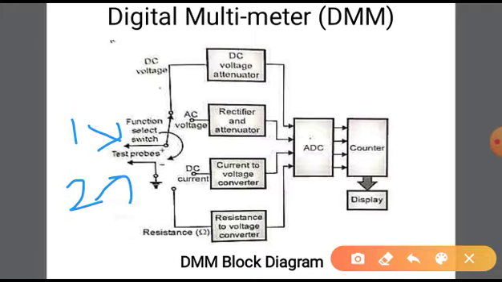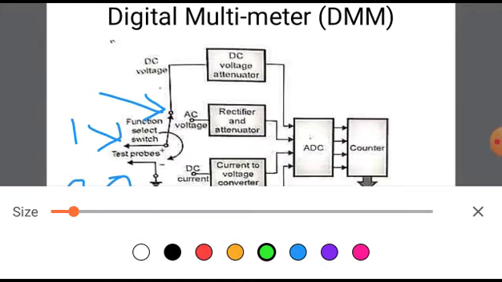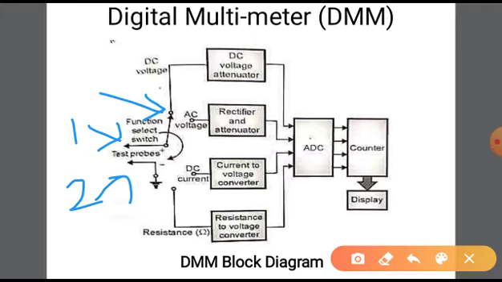In between the actual block diagram and the probes, one range selector switch is available. It is a functional selector switch, which means you can measure a number of functions and choose the function using the selector switch. Suppose we measure an unknown DC voltage, then the switch is set in this way. That means the switch is connected to DC voltage, so the input applied is your DC voltage.